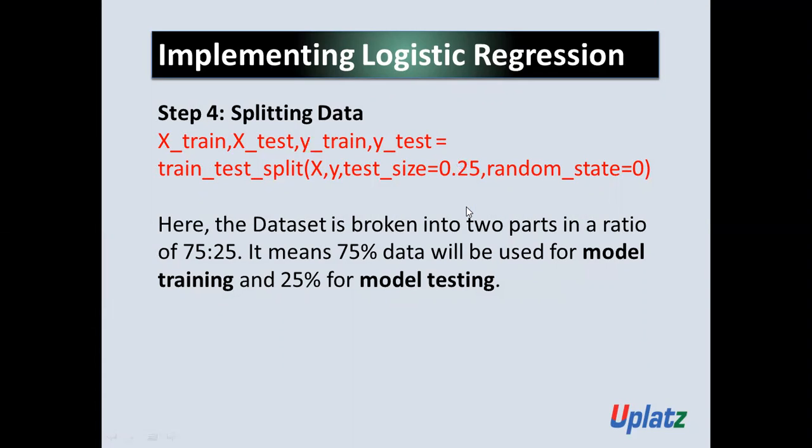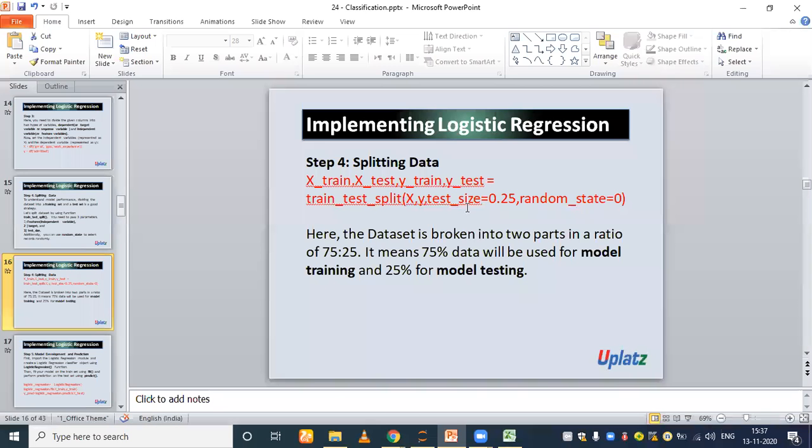Got it? The test_size parameter is going to specify 0.25. This means you want to use 25% of the data for testing the model, whereas the remaining 75% of the data you are going to use for training the model. Comma random_state is equal to 0, so that every time you run the code, you will get the same data for the training set and the testing set. Okay. So now let's run this code.